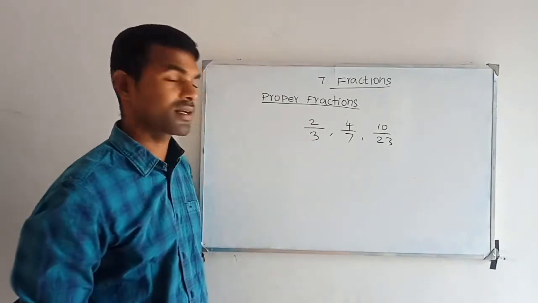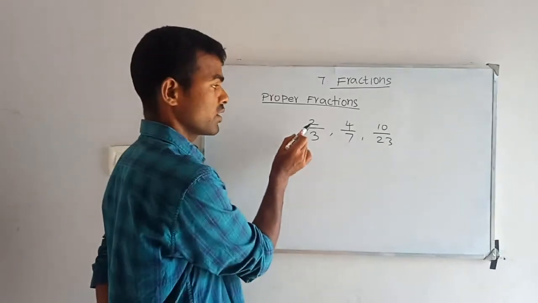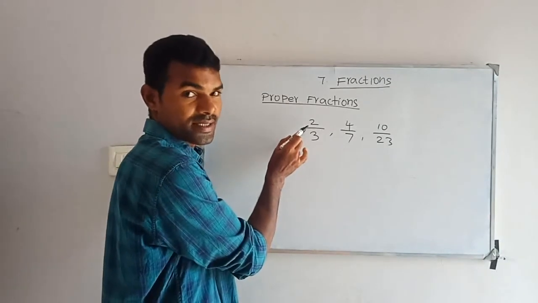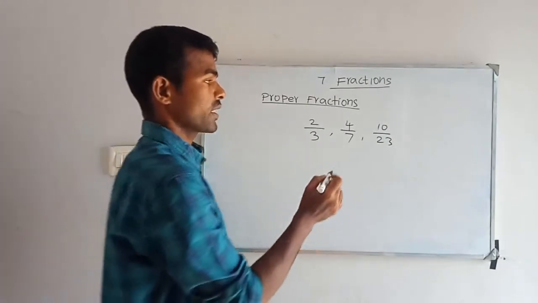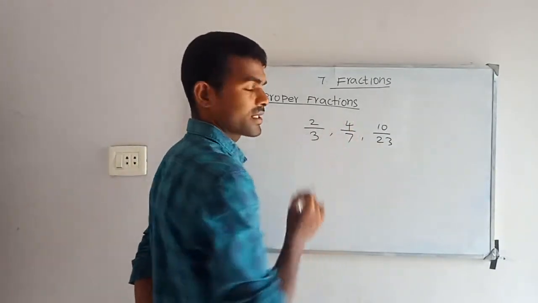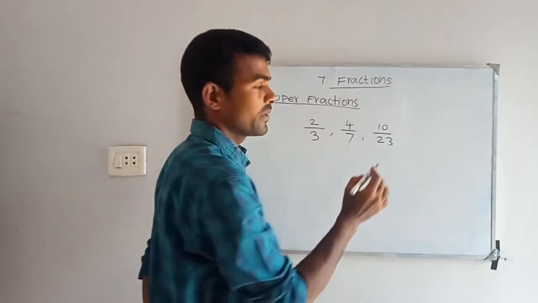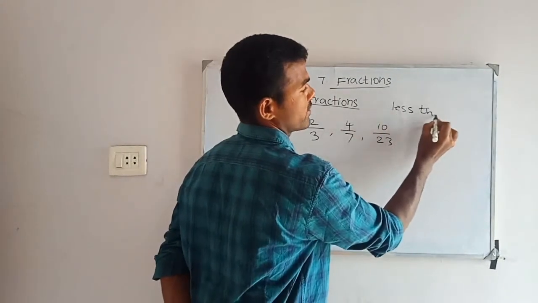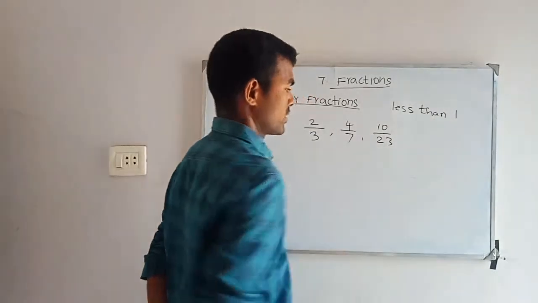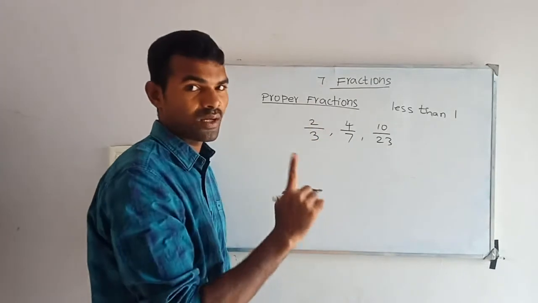Fractions like this are called proper fractions. In all of them the numerator will be less than the denominator. So you can tell all these fractions are less than 1. A proper fraction will always be less than 1. Yes, this fraction is less than 1.